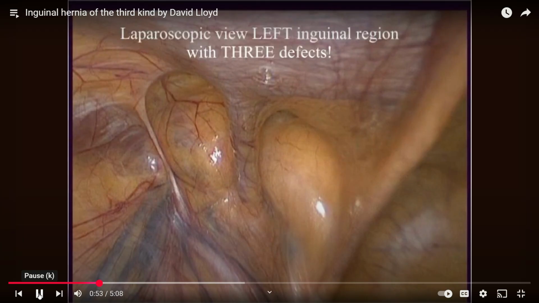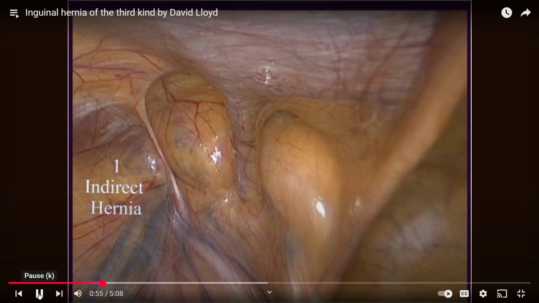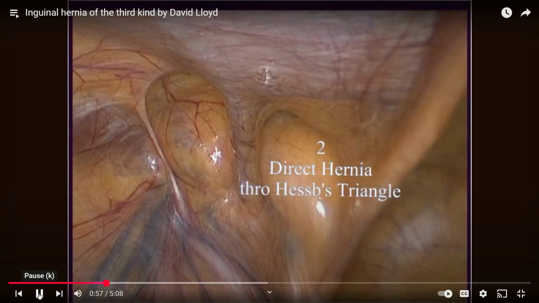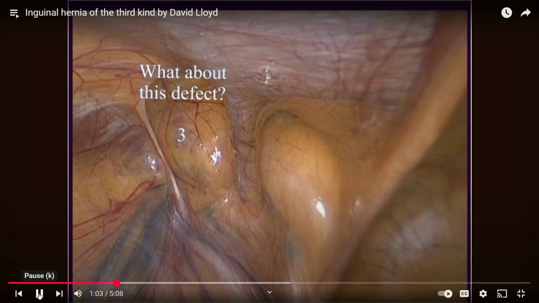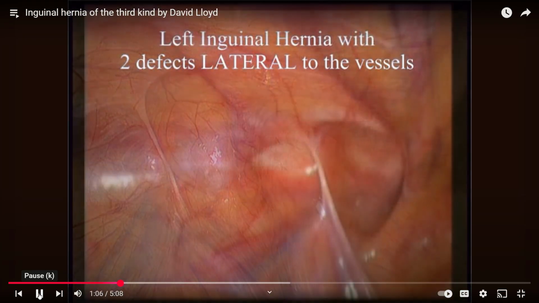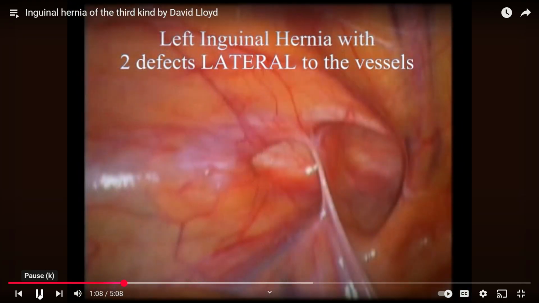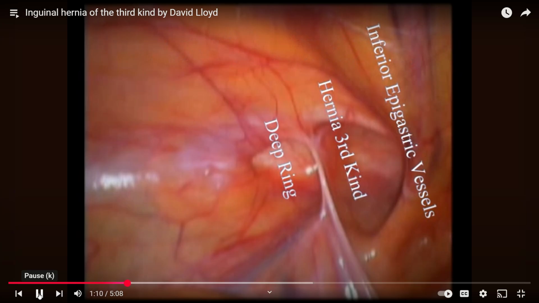Laparoscopically, some patients have three defects seen clearly: an indirect hernia, a direct hernia, and a third defect lying between the two. So what about this third defect? In this patient, there are two defects lying lateral to the inferior epigastric vessels.